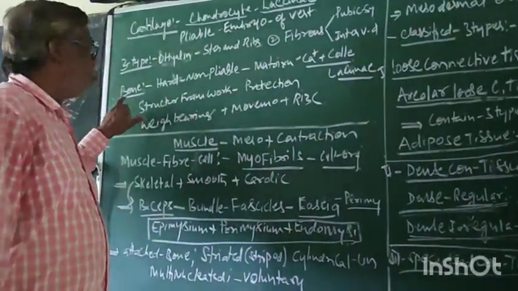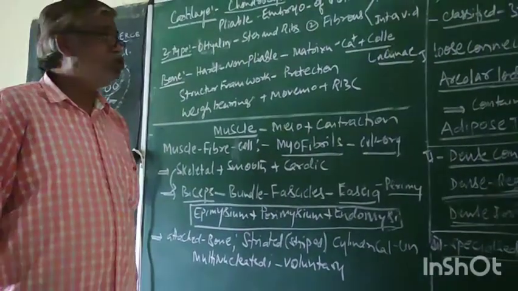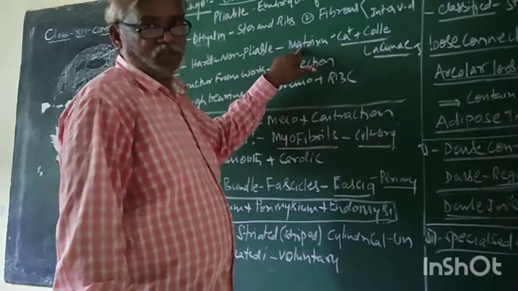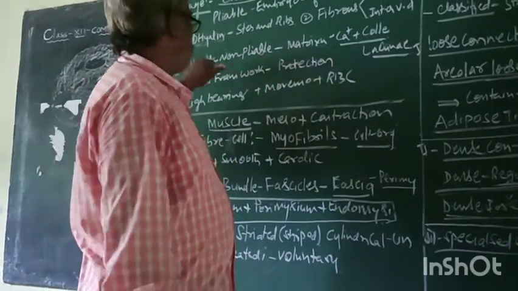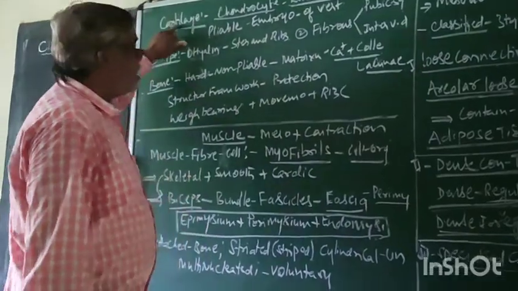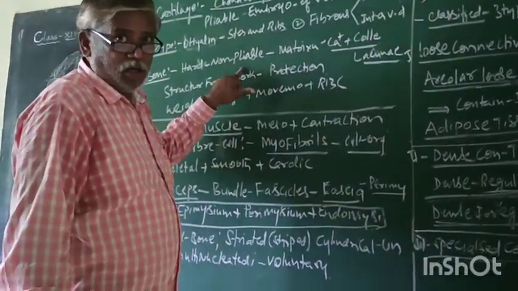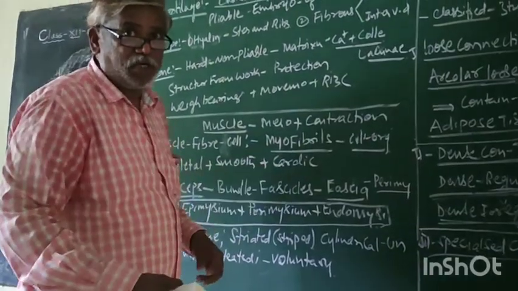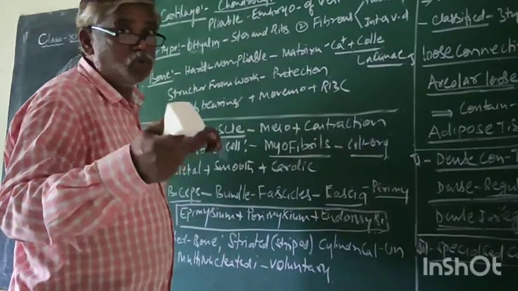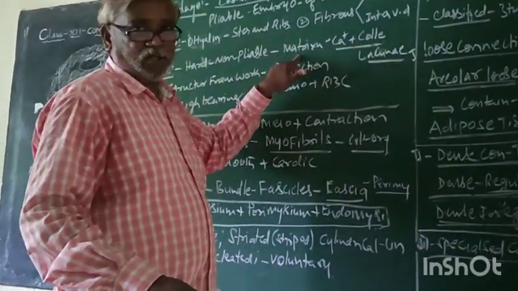Now come to the bone. The bone is hard due to the presence of calcium and collagen fibers in the matrix. The bone is non-pliable. Like cartilage is pliable, bone is non-pliable. It does not show any flexibility. It is hard in nature, due to the presence of calcium and collagen fibers in its matrix.